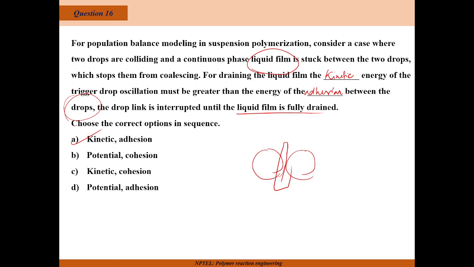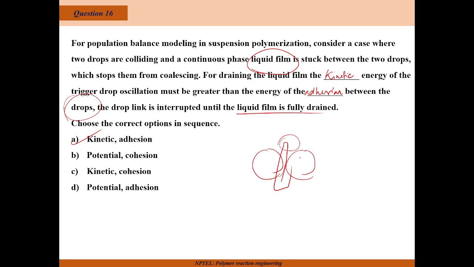Yes. So whenever these two drops come together and get nucleated, they experience the adhesive force, and in this process the liquid film in between gets drained out. To wash it out, the kinetic energy should be high.